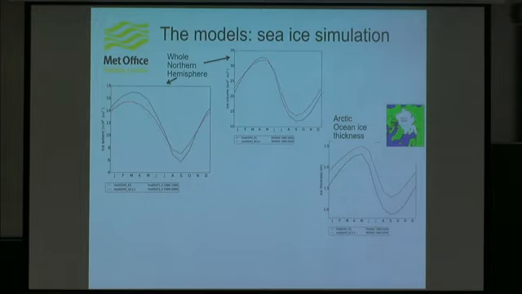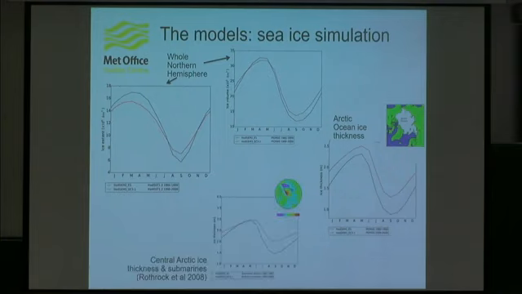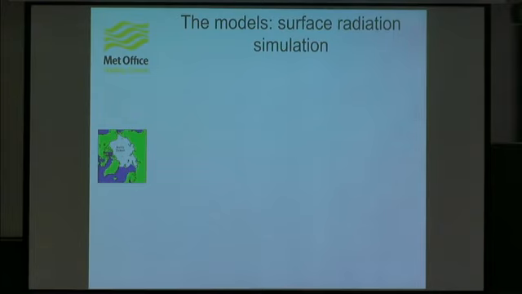I'm in the process of comparing it to some satellite data sets as well, but for now I've also compared it to an analysis of submarine data by Drew Rothrock about 10 years ago, which again agrees that the thickness cycle of HadGEM2 is pretty over-amplified. Also looked at the surface radiation.